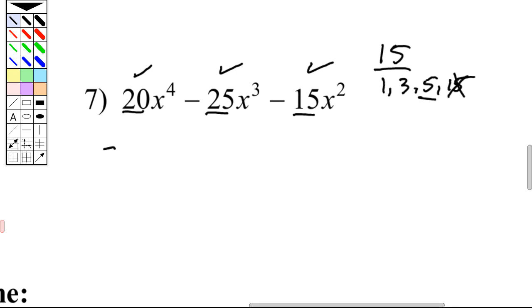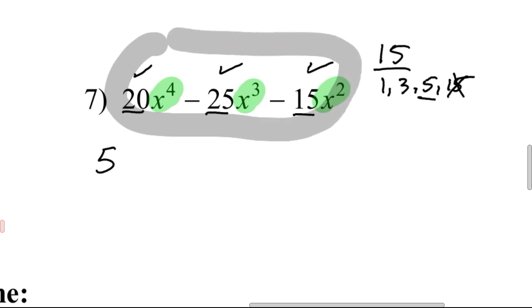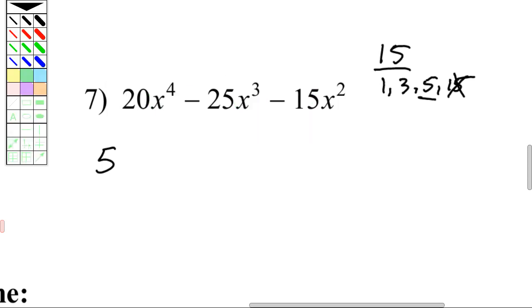Yes. Now what are the most x's I can take out? He's got 4, he's got 3, he's got 2. How much do they all have in common? What's the most I can take out of everything? Remember, it's always the smallest of the exponents. So the most I can take out is x squared. So my GCF is 5x squared.